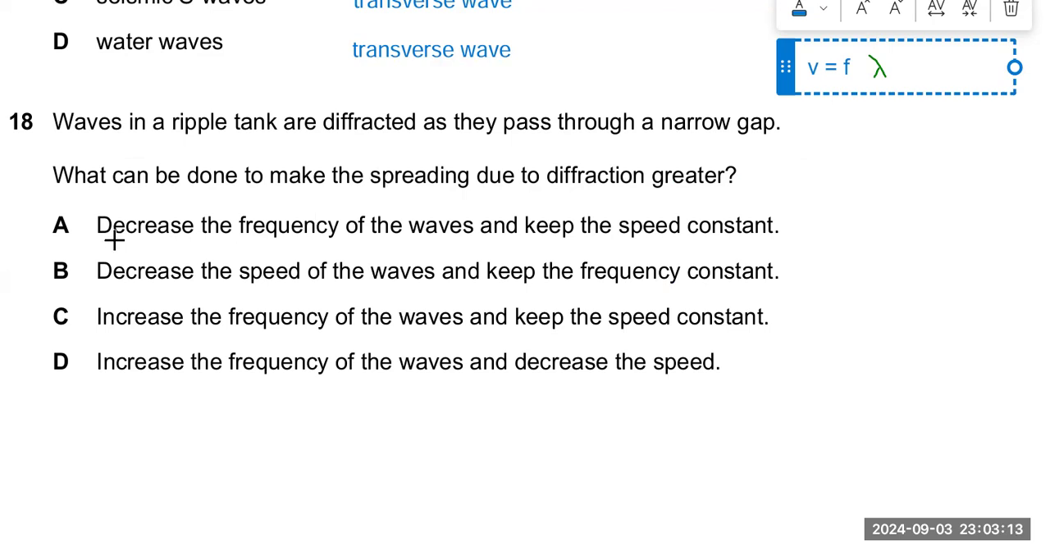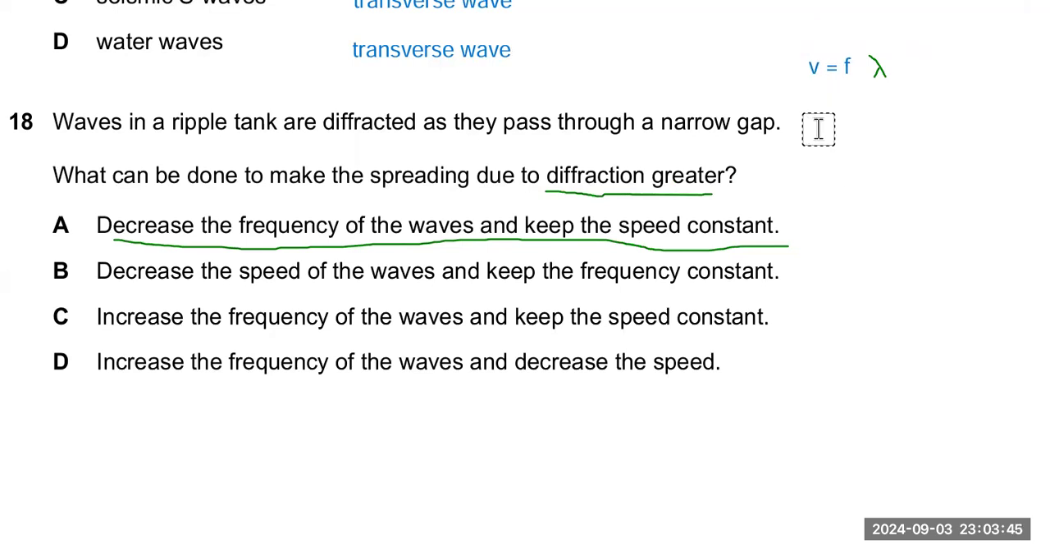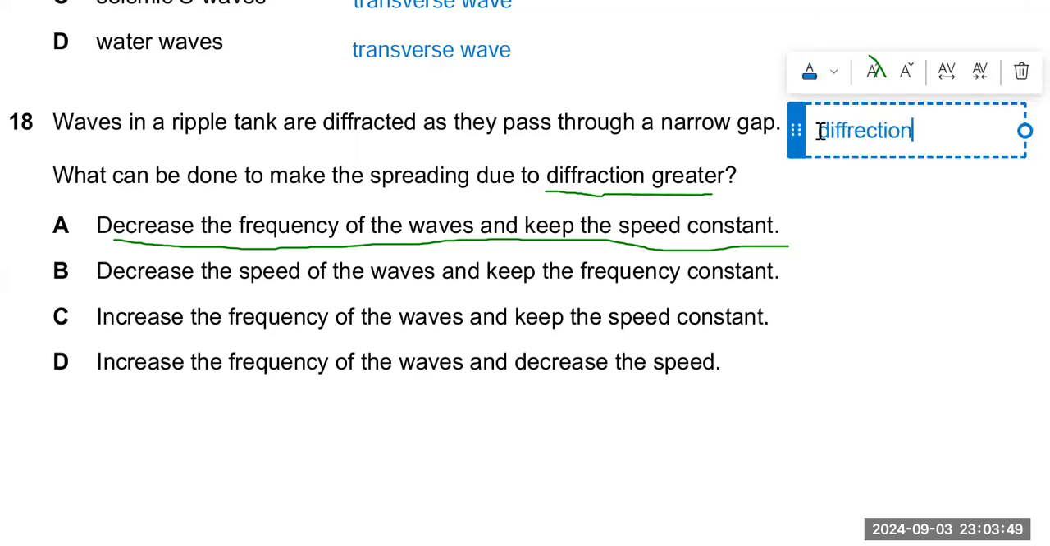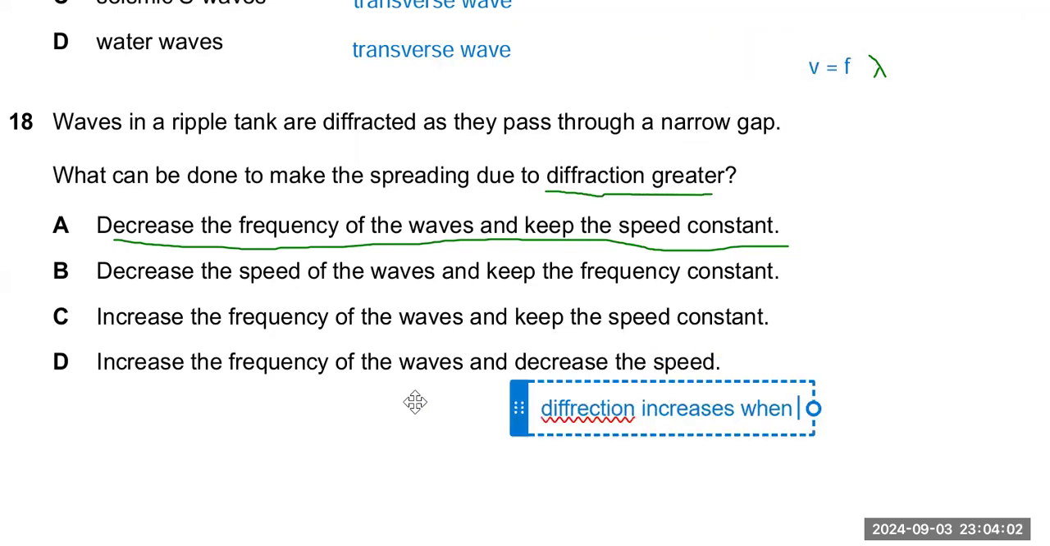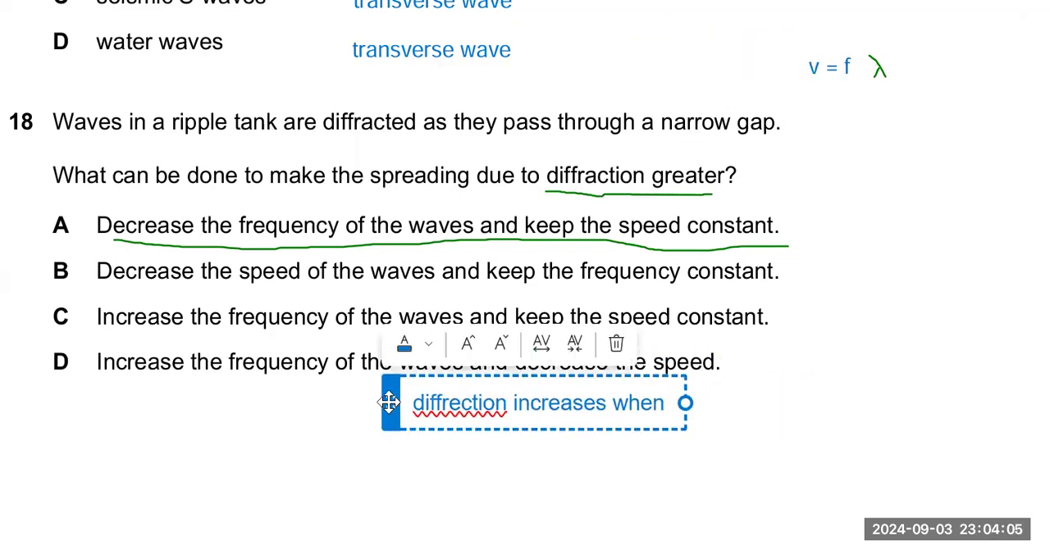The first option is to decrease the frequency of the wave and keep the speed constant. If you want to make the spreading due to diffraction greater, which parameter should be constant and which parameter should be decreased or increased? So I will write here: diffraction increases when wavelength increases.